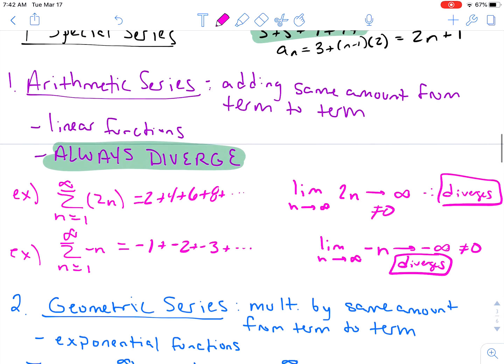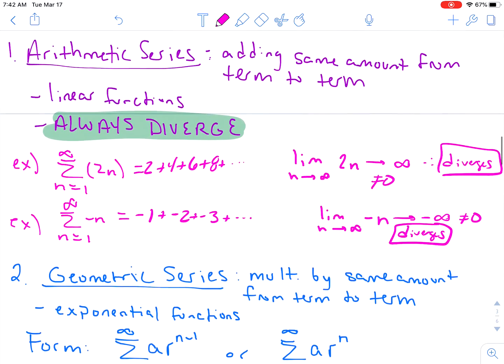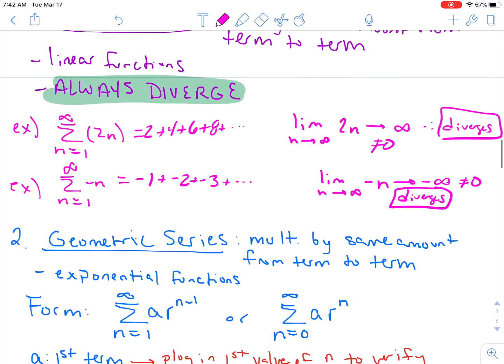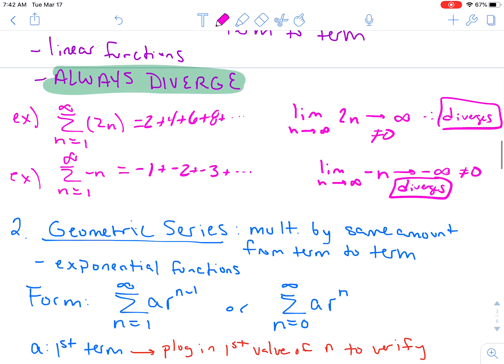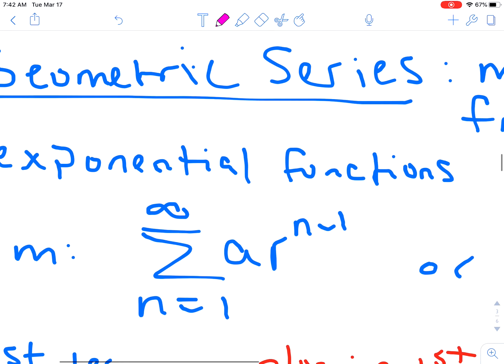Again, something you studied back in Algebra 2. That's where we're multiplying by the same amount from term to term. These show up in the form of exponential functions, right, because it's repeated multiplication. In terms of their summations, they come in a couple of different forms. They're basically the same. In some cases, you may have an r to the n minus 1 as the exponent. Starting at n equals 1.